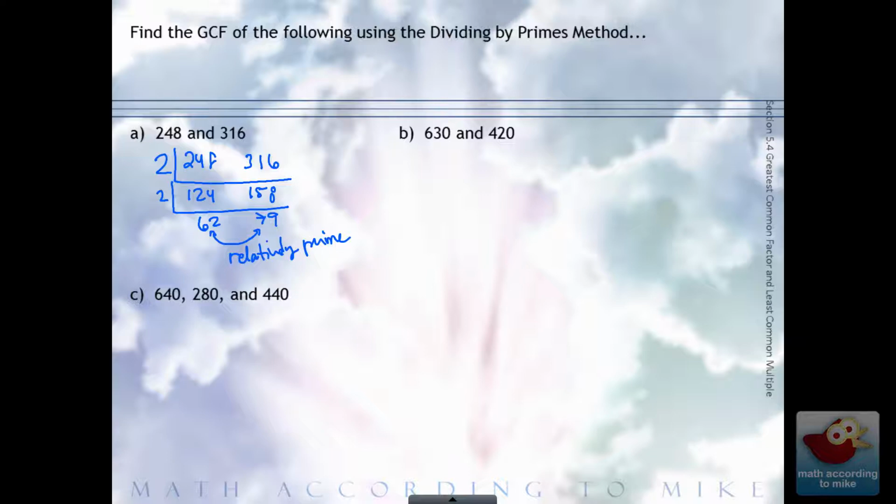So then the GCF of the original numbers is the product of the numbers off to the left. So 2 times 2 is 4. Great. Let's do it again for 630 and 420.